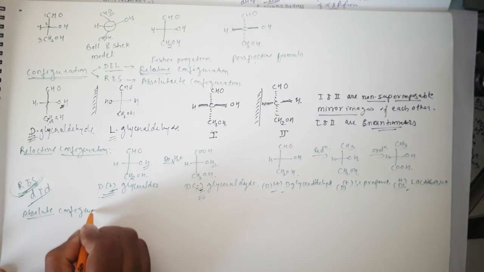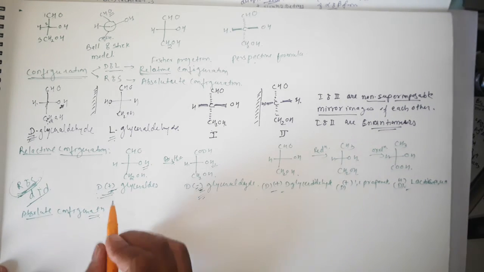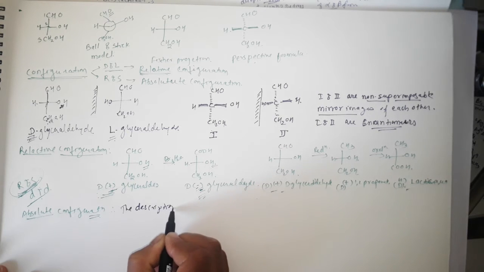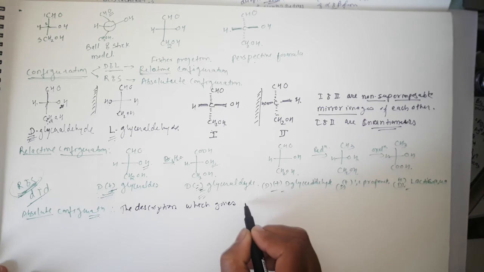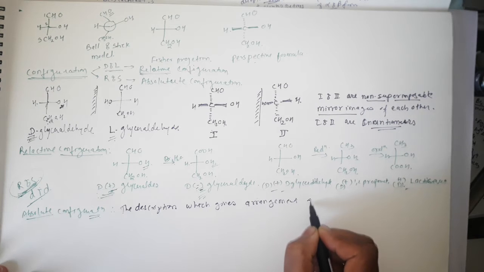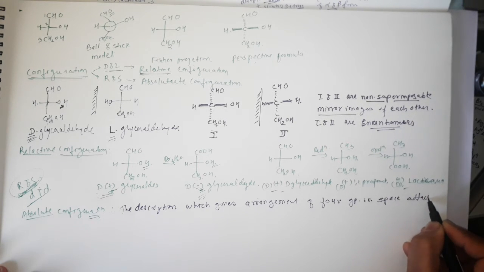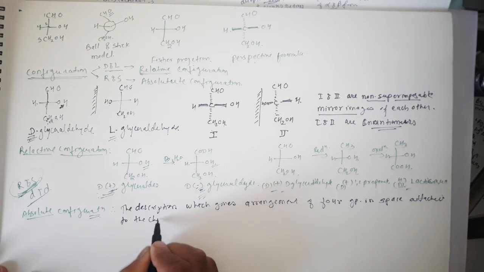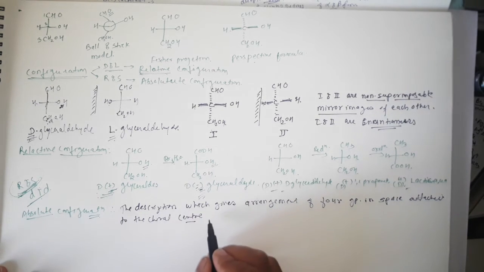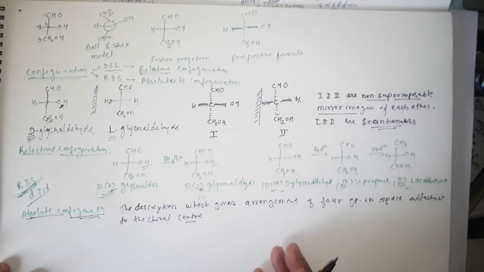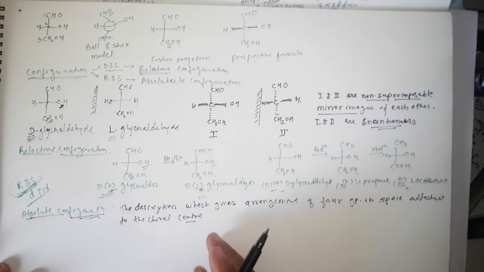Absolute configuration. So what is the absolute configuration? Absolute configuration is the description which gives the arrangement of four groups in space attached to the chiral center. In this system, the molecule is oriented in such a way that the lowest priority group attached to the chiral center is facing away from the observer, or it is at the bottom of the Fischer projection formula, and the remaining groups we write in decreasing priority.